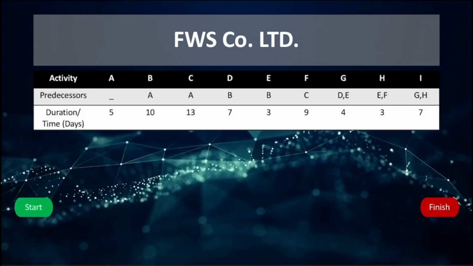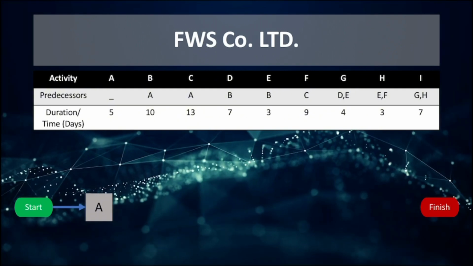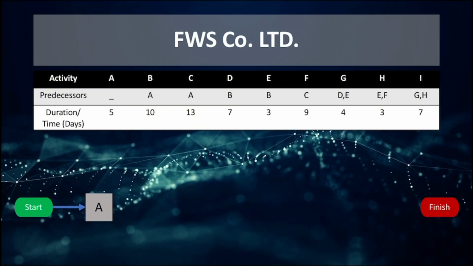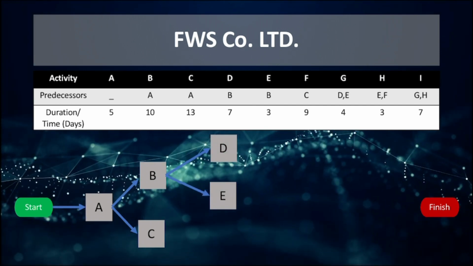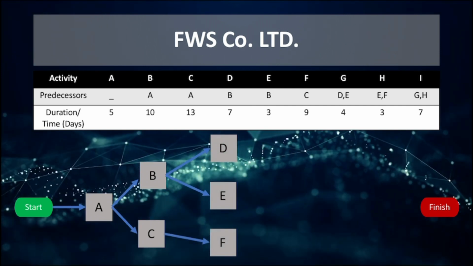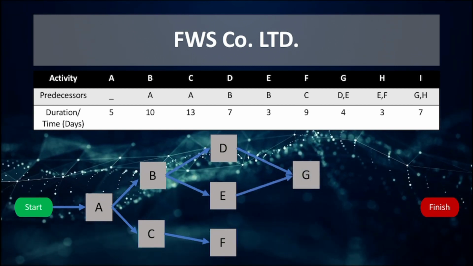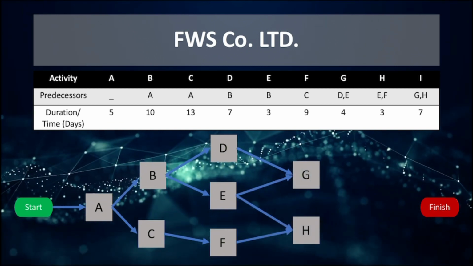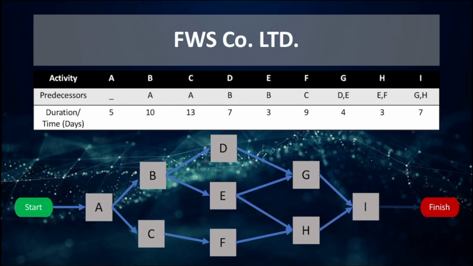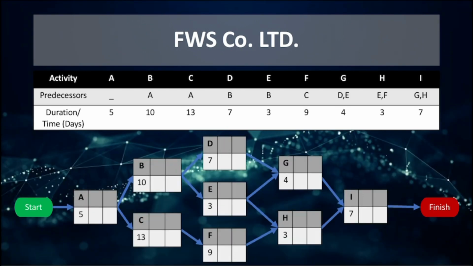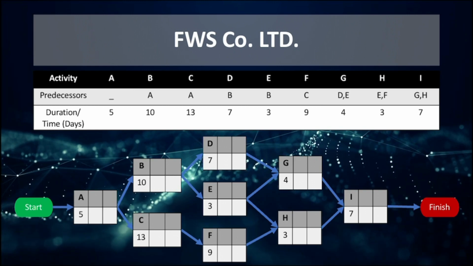Activity A has no predecessors, so it can begin at start. Activities B and C need A to complete before they can start. D needs B complete. E and F need C. G needs D and E. H depends on E and F. And I depends on G and H. Since I has no successors, it goes to finish. Here's the network with the activities displaying the predecessors and time.